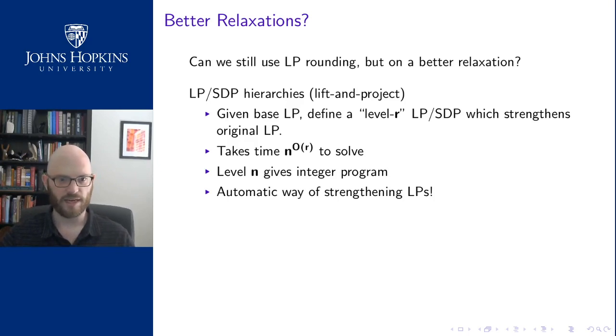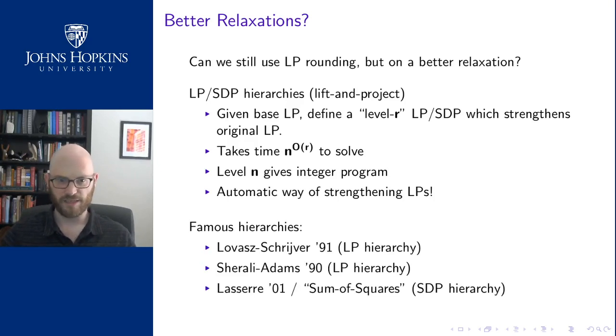They're a very hot topic in approximation algorithms. In particular, these three hierarchies: Lovász-Schrijver, Sherali-Adams, and then Lasserre. It's known that Lovász-Schrijver is weaker than Sherali-Adams, which is weaker than Lasserre. So Lasserre is the strongest hierarchy. It's an SDP hierarchy, so it turns an LP into an SDP. It has a nice dual interpretation as the sum of squares proof systems that I'm not going to talk about.